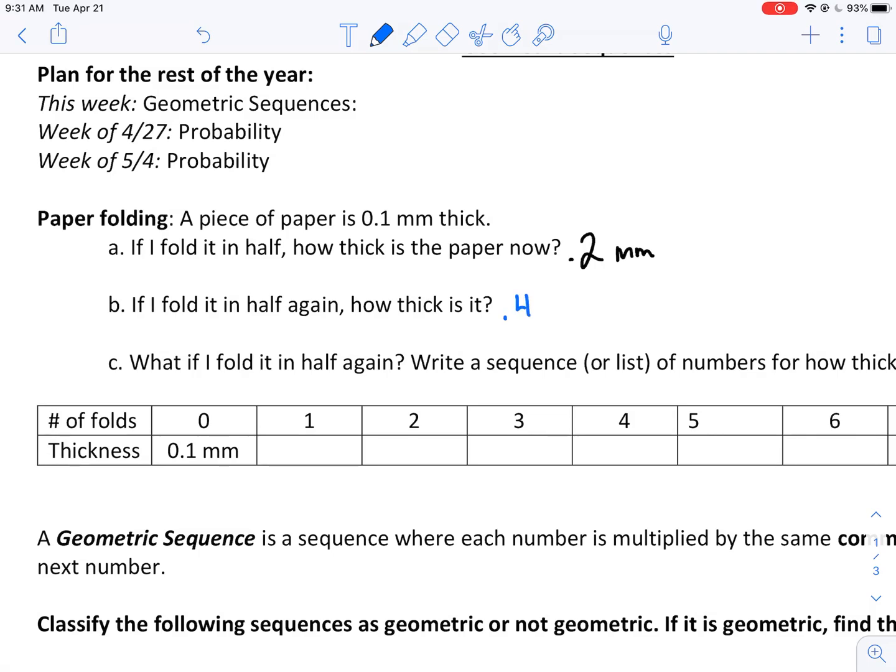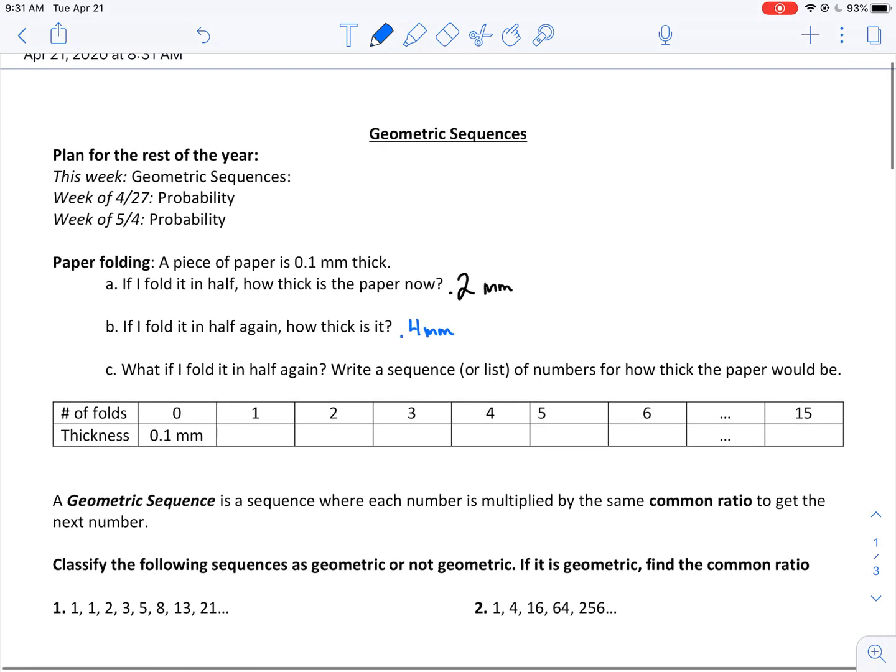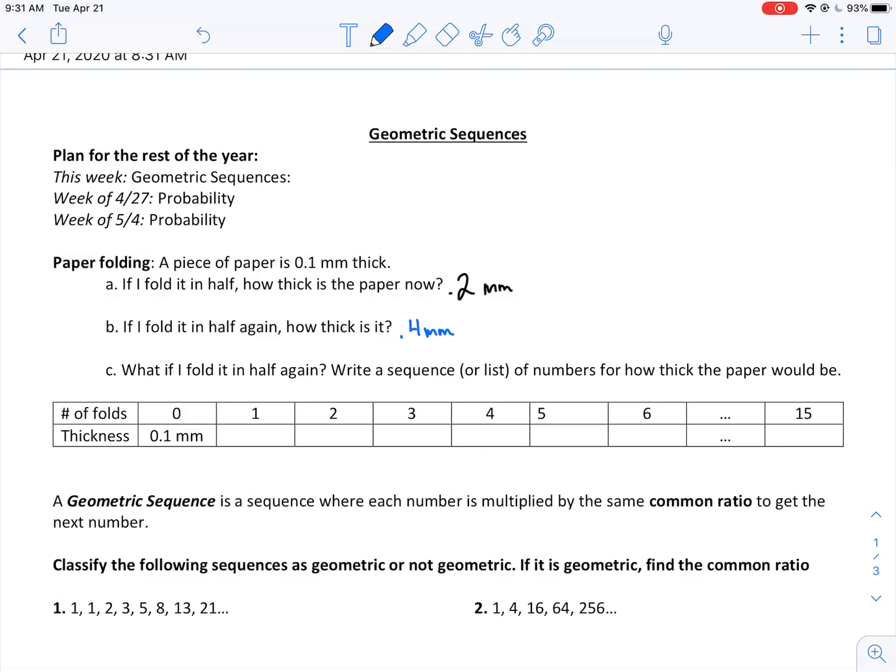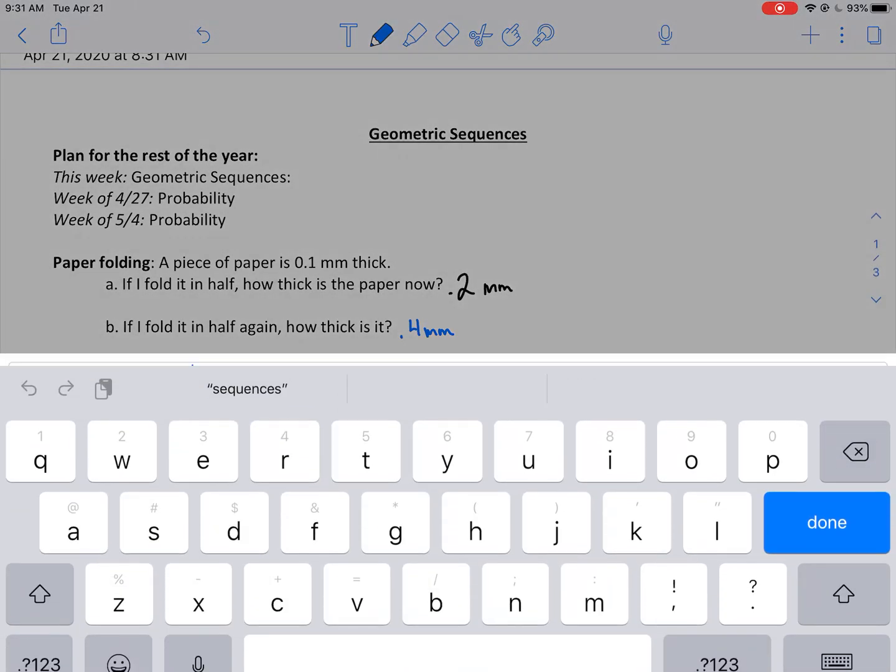Okay, so now I've got 2 layers of paper. Well, what if I fold that in half again? How thick would that be? Now if I fold that in half, then I've got 4 layers of paper, which makes it 0.4 millimeters thick. Well, what if I fold it in half again?